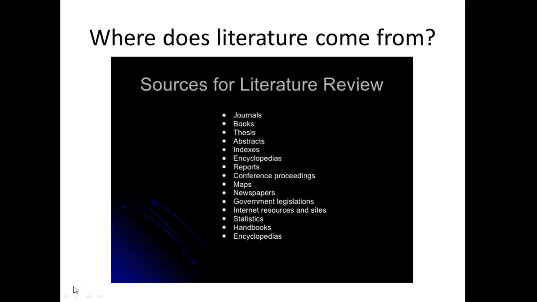Sources of literature review come from just about anywhere. It comes from journals, it can come from the internet, it can come from newspapers, it can come from dissertations, it can come from encyclopedias. Look, they have encyclopedias on here twice, I just noticed that. But it can come from all sorts of places. For most of our intents and purposes in nursing research, the majority of our sources are going to come from journals or dissertations, theses, things like that.